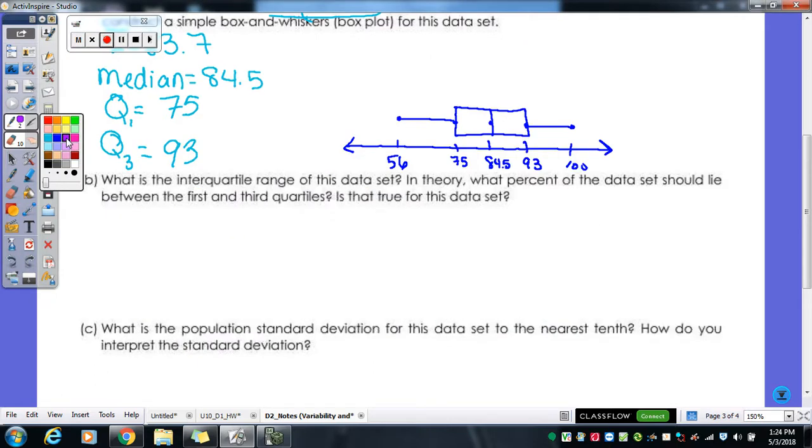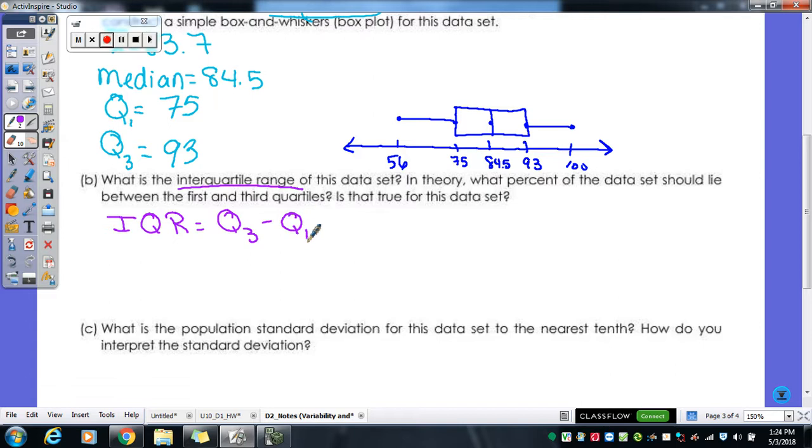Next part. They want us to find our interquartile range. Your interquartile range is your Q3 minus your Q1. So our Q3 is a 93. Our Q1 is a 75. So what is our interquartile range? 18.